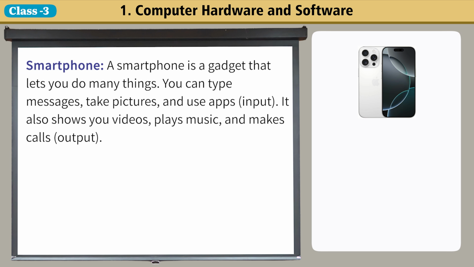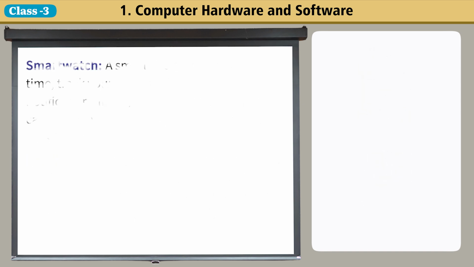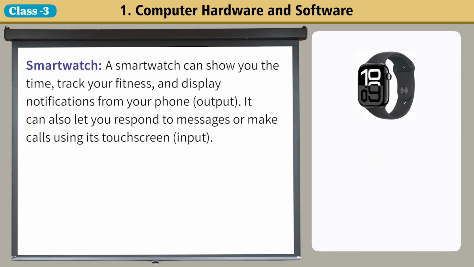Output. Headphones. Headphones are used to listen to music or sounds. Output, without disturbing others. It can also have a built-in microphone to talk or record your voice. Input. Smartwatch. A smartwatch can show you the time, track your fitness, and display notifications from your phone. Output. It can also let you respond to messages or make calls using its touch screen.